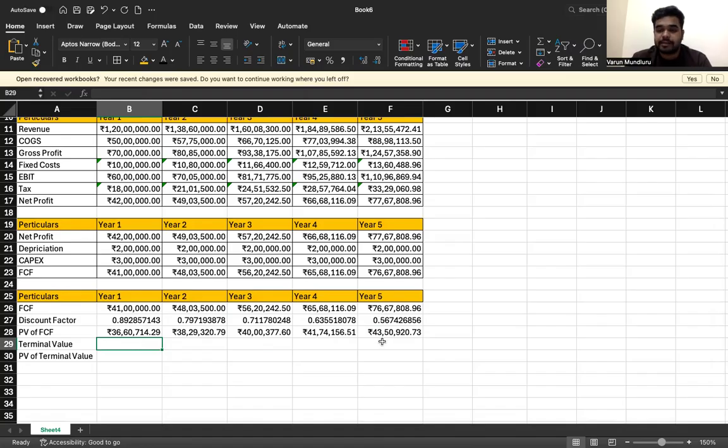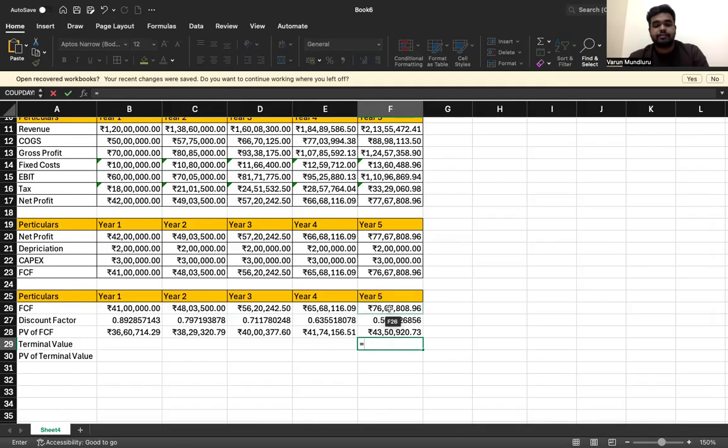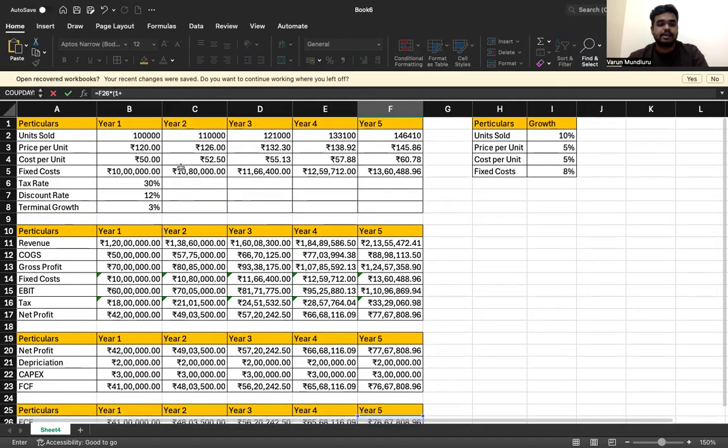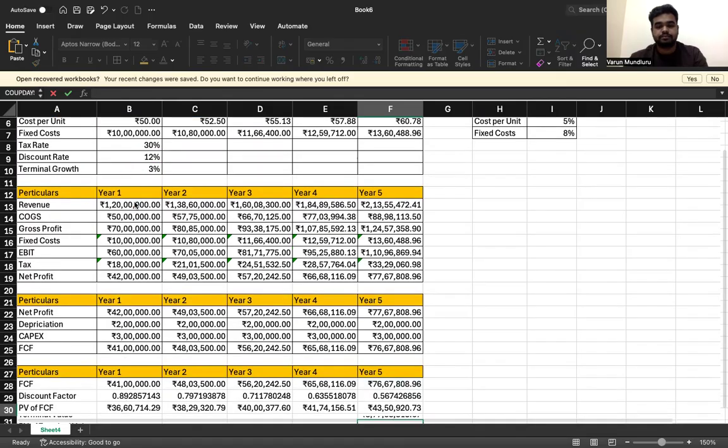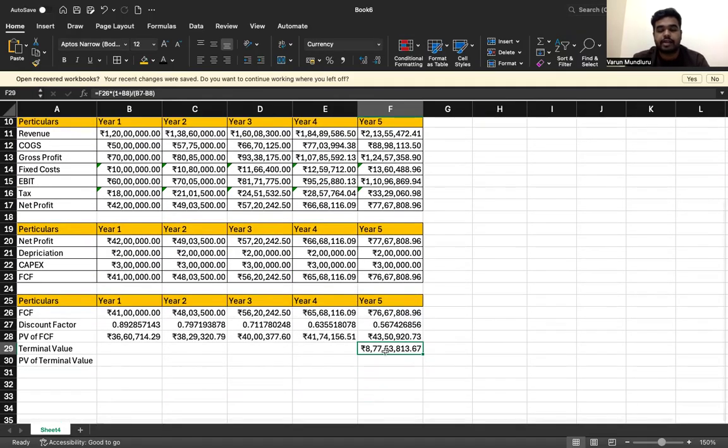So, terminal value basically represents the value of the business after the fifth year, assuming it continues growing at a rate of 3% per year indefinitely. So, for terminal value, we will use the formula of FCF at year 5 into 1 plus terminal growth, divided by discount rate minus the terminal growth. Now we have found out the terminal value.